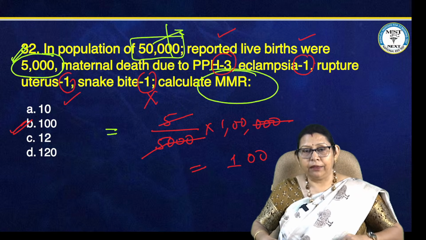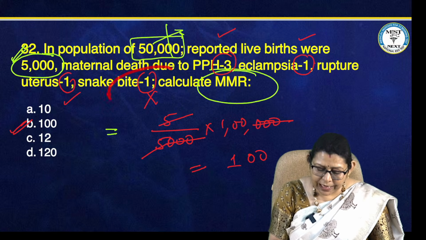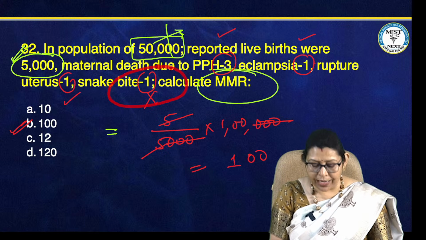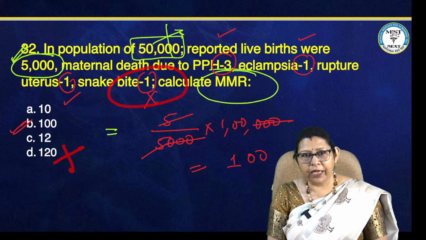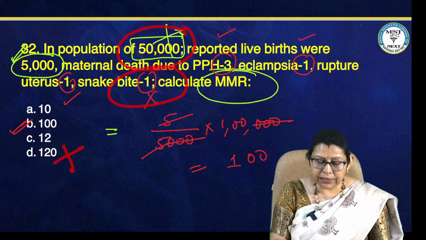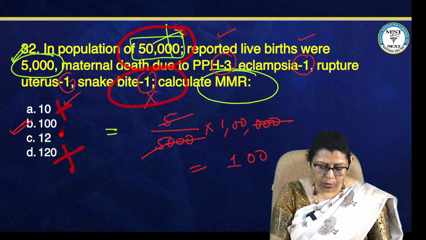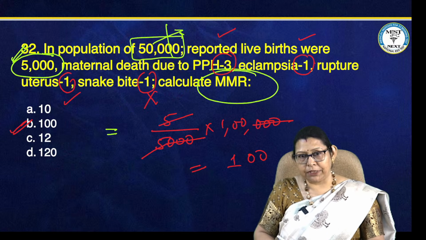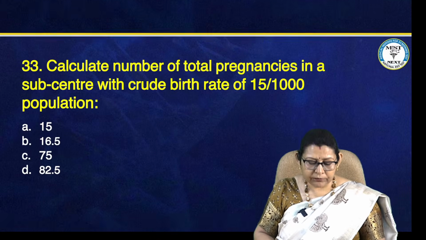अब यहाँ पे मिस्टेक क्या कर सकते हो? If you are including this snake bite as a maternal death, your answer will be 120. That is the wrong answer. If you are taking 50,000 as your denominator, your answer will be 10 or 12. That is a wrong statement. ठीक है, तो total population नहीं लेना, you have to take live births.